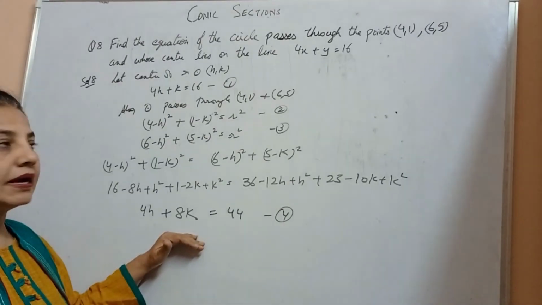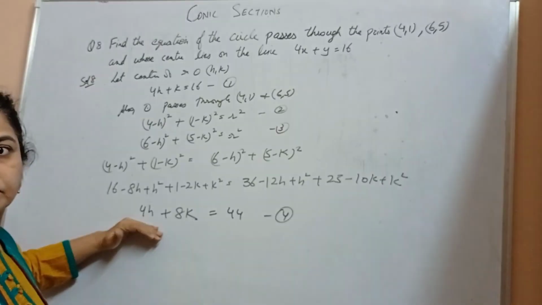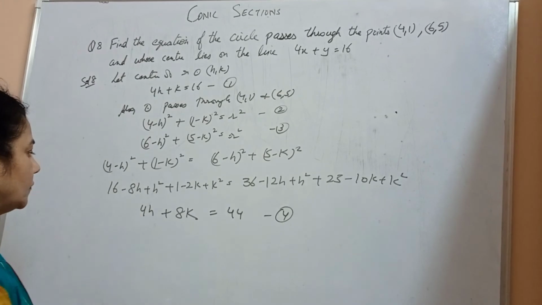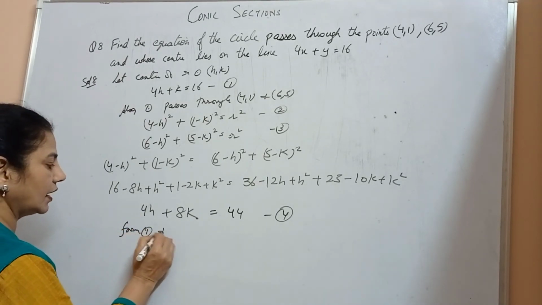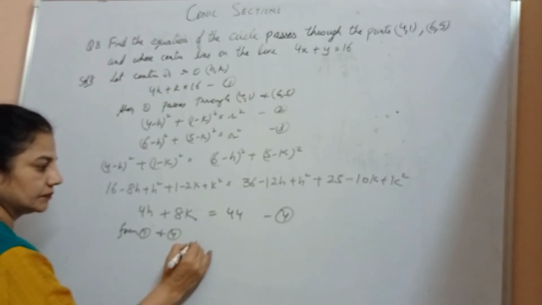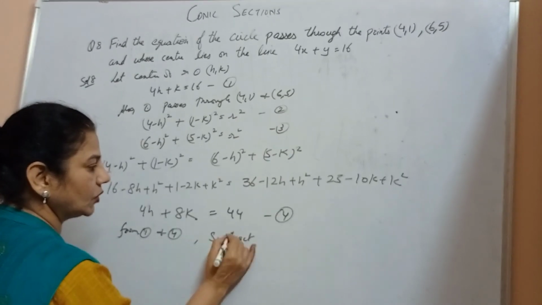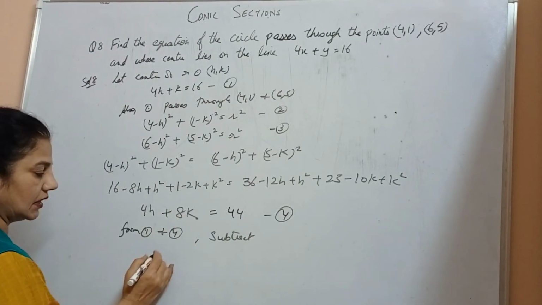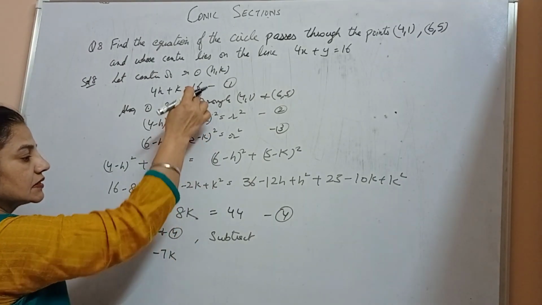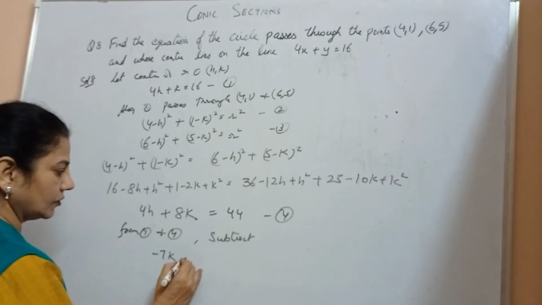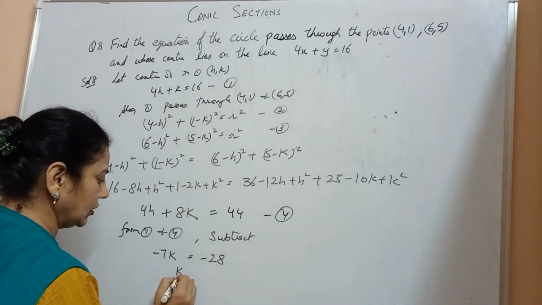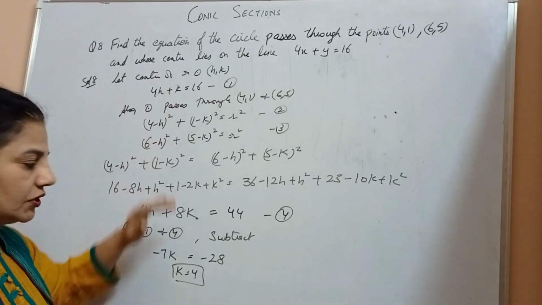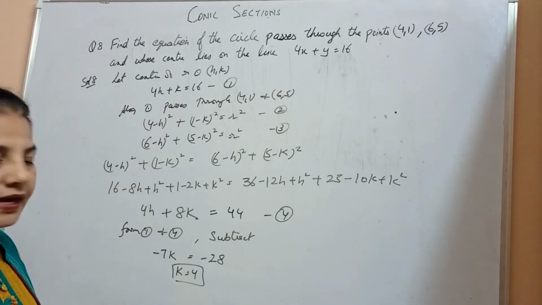Now by the elimination method, from equation number 1 and 4, we calculate the value of h and k. Subtract both the equations. What should I get? 4h minus 4h cancel out. k minus 8k gives me minus 7k. 16 minus 44 gives me minus 28. So the value of k is equal to 4. Put the value of k in equation number 1 to calculate h.